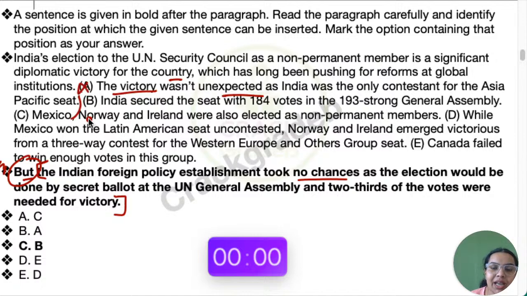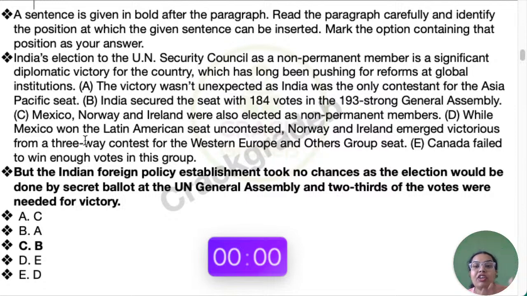That won't come in A. There is nothing yet. India secured so many votes in the 193 strong General Assembly. Numbers. Then we are saying India secured. See, we are giving details. We are giving how many votes and there were how many members in the assembly. So before mentioning this, you can say the victory was not unexpected. That means it was expected as India was the only one.